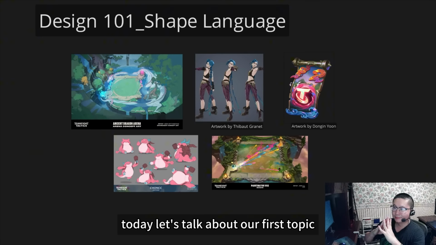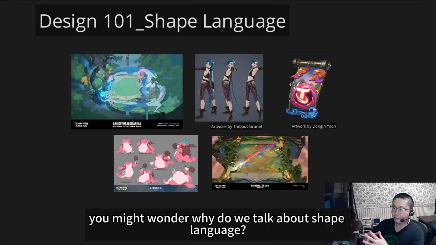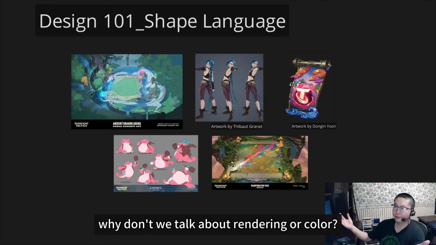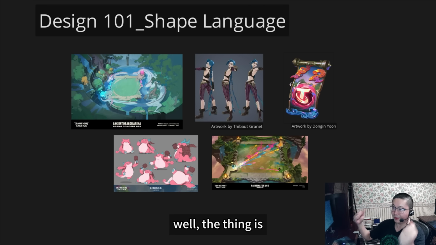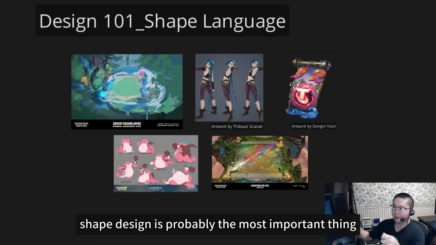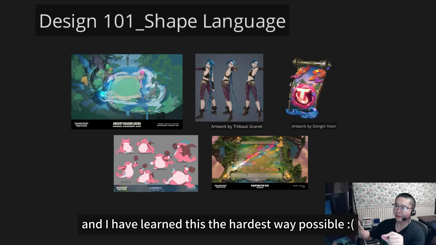Let's start. Today, let's talk about our first topic, Design 101, Shape Language. You might wonder, why do we talk about shape language? Why don't we talk about rendering or color? Are those things more important than shapes? Well, the thing is, shape design is probably the most important thing in visual art. And I have learned this the hardest way possible.